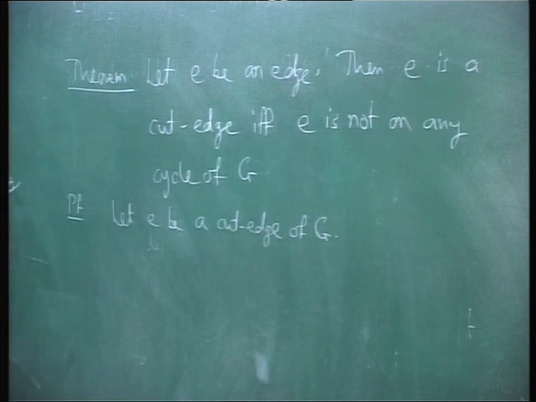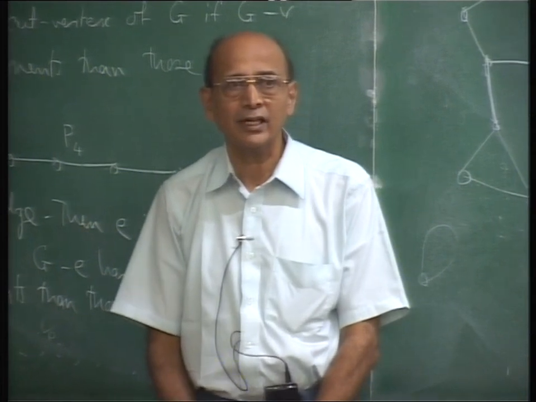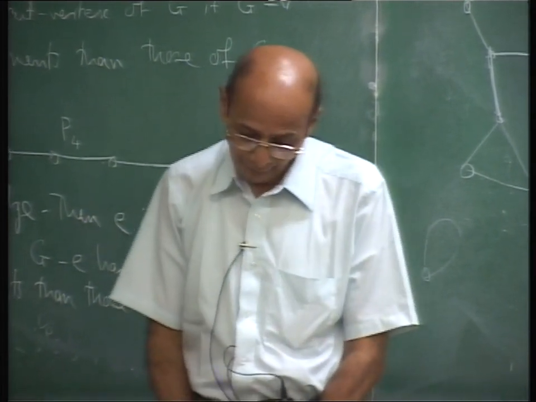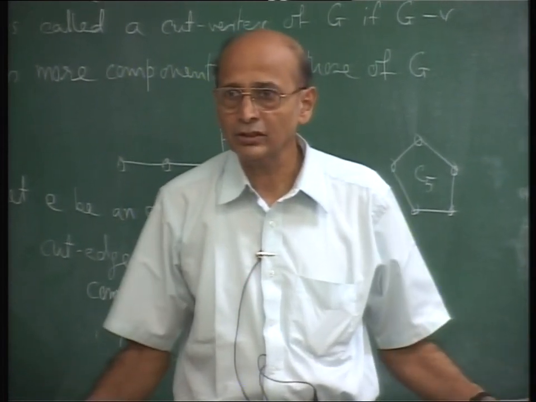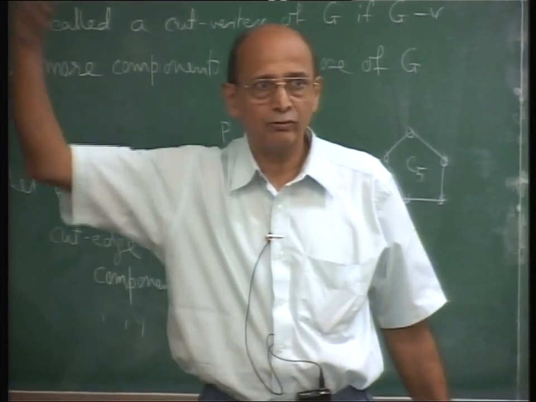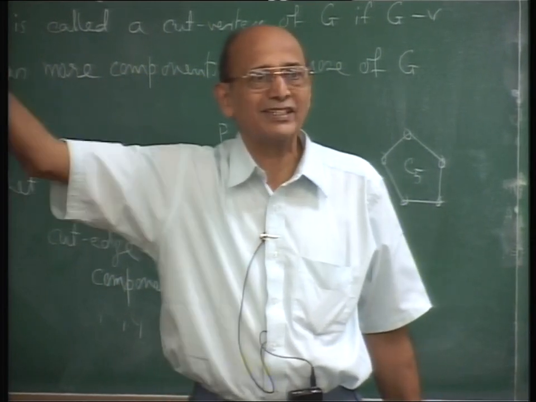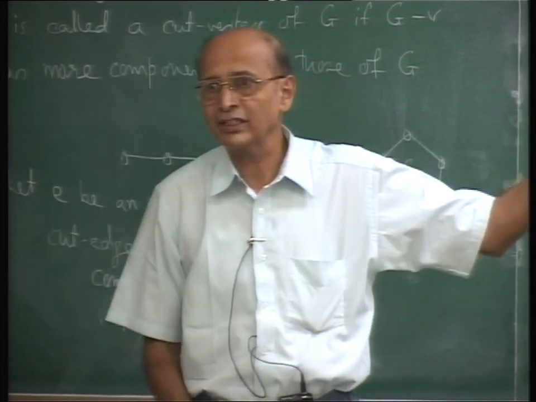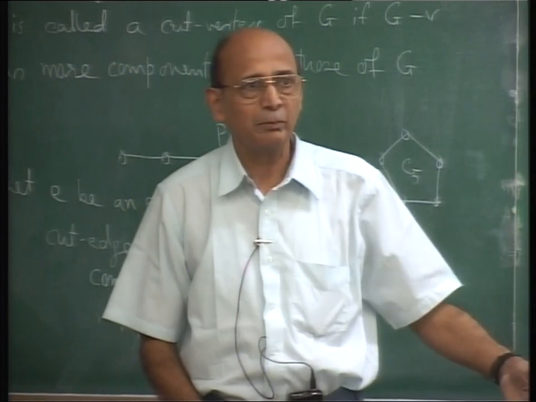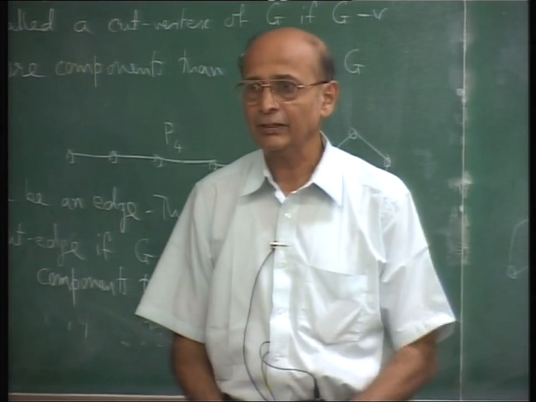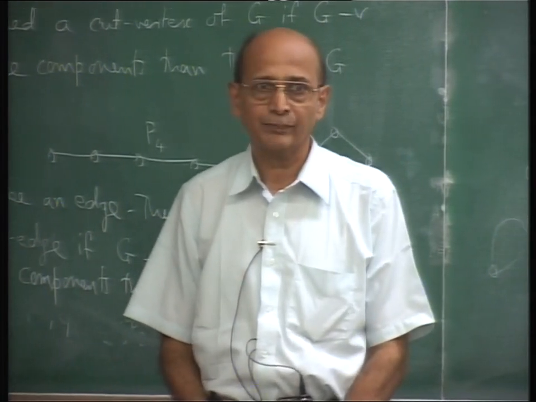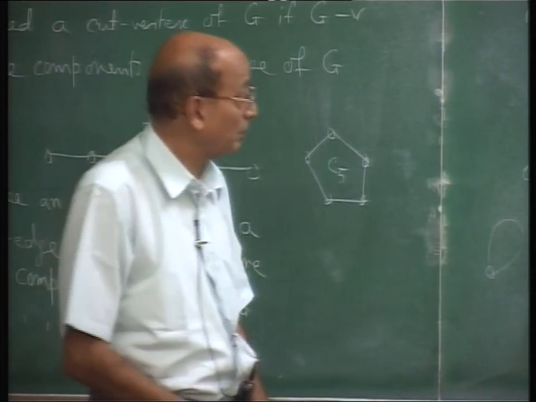How do cut edges exactly look like? A cut edge is like a bridge. The idea of a cut edge is exactly like a bridge. That is, if you cut that bridge, then one town is on one side of the bridge, the other town on the other side of the bridge. Once the bridge is broken, the people from those two towns cannot really communicate. You cannot really traverse from one part to the other.